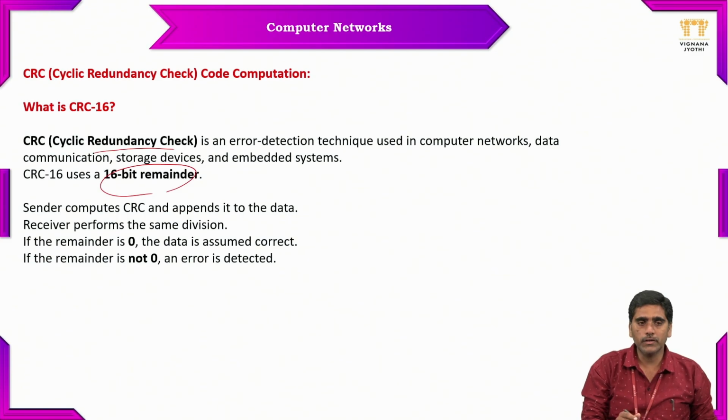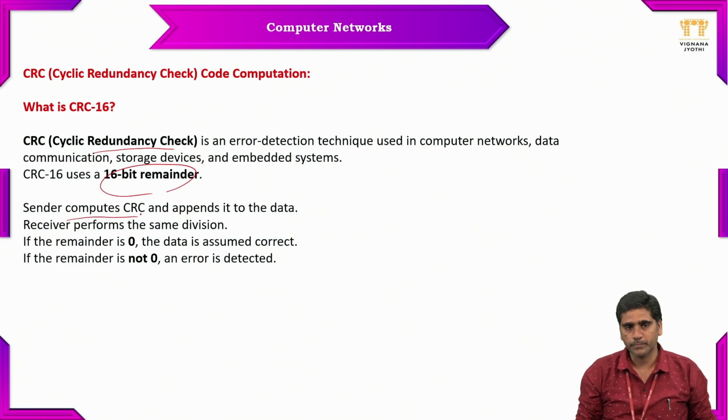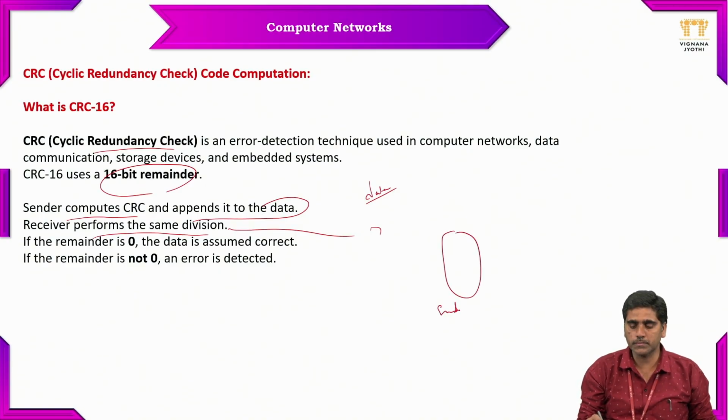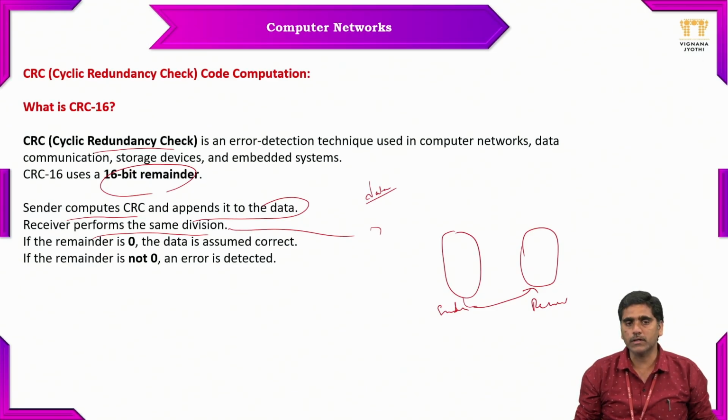Here the scenario is that the sender computes the CRC and appends it to the data. The original data is transmitted by the physical layer, and to that data the sender computes the CRC code. The receiver then performs the same division operation on the receiver side. When the sender transmits the bits and the receiver receives the same data, no error occurs. If the received data contains any noise or other changes, it is considered an error.